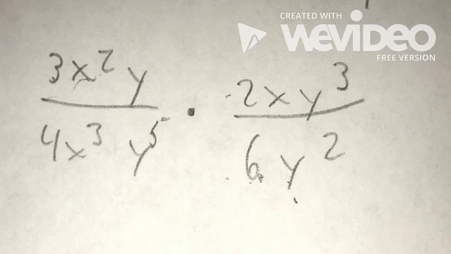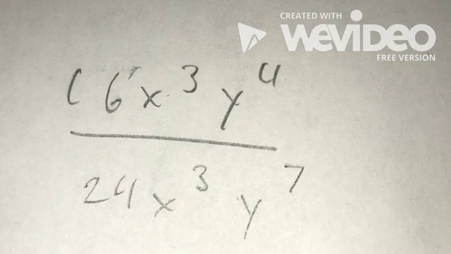So what I mean by this is you would take x squared and x, and there's an invisible 1 there, and add that, and you would get x to the third. And same thing for y. For the first y, there's an invisible 1 there, and then there's y to the third, so you would add that and get y to the fourth. So once you've done all that for both top and bottom row, you should get 6x to the third, y to the fourth over 24, x to the third, and y to the seventh.